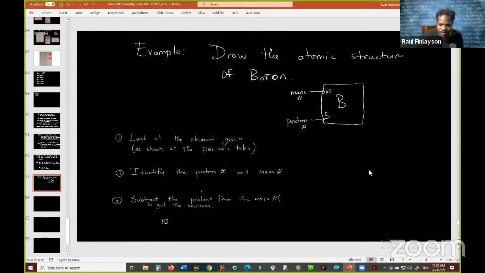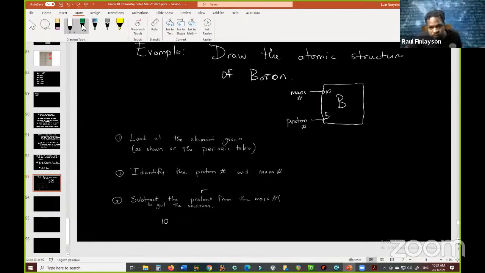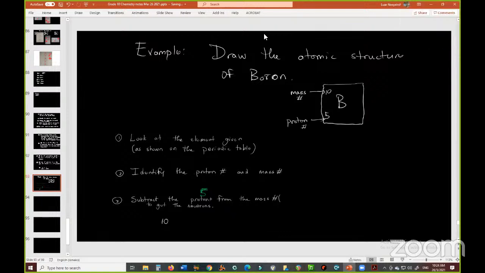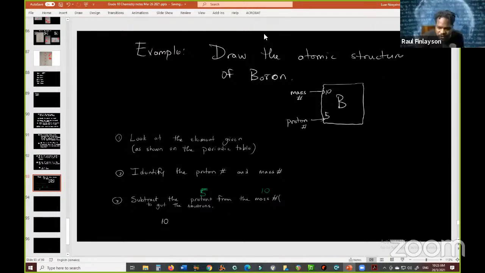The proton number is what? 5. All right, we can write it down in a different color this time, so you can see it. So no mistakes. The proton number is 5 and the mass number is how much? 10, sir. So if you subtract the proton number from the mass number, you take away 5 from 10, which gives 5.